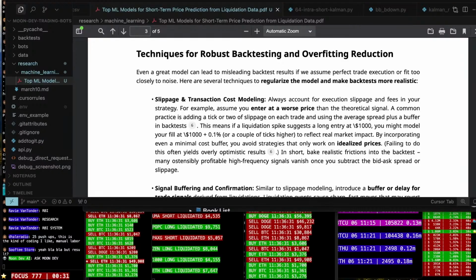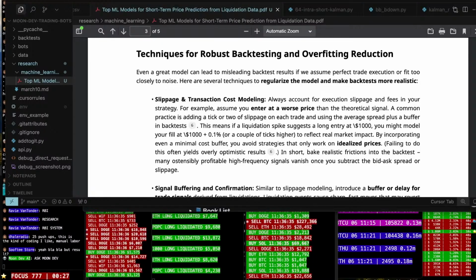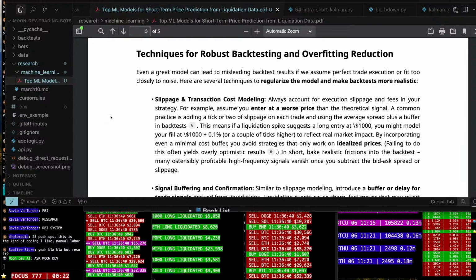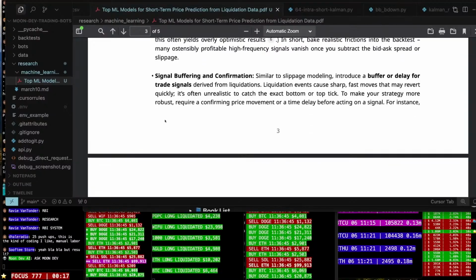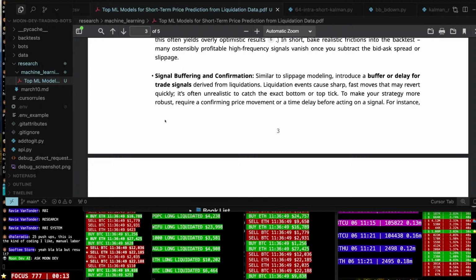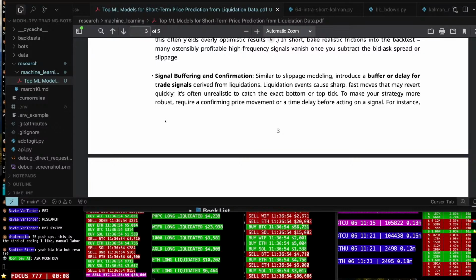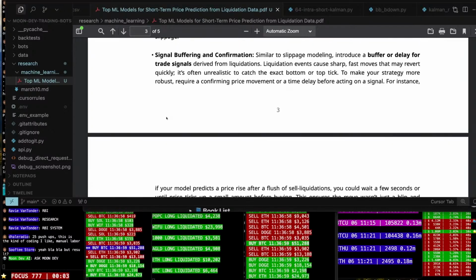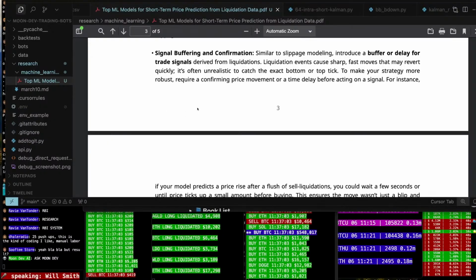Slippage and transaction costs, we've got that. Always account for slippage and fees in your backtests. We already know that. Signal buffering and confirmations. Similar to slippage modeling, introduce a buffer or delay on trade signals derived from liquidations. Liquidation events cause sharp, fast moves that may revert quickly. It's often unrealistic to catch the exact bottom.